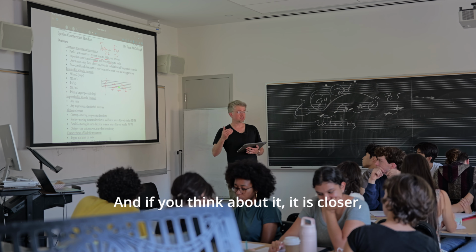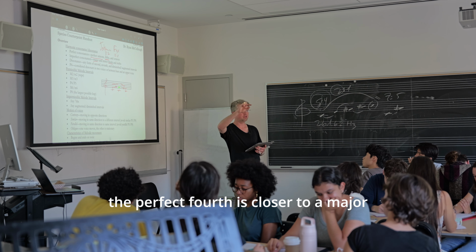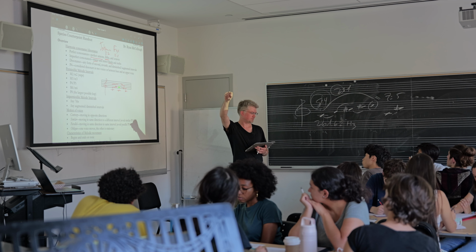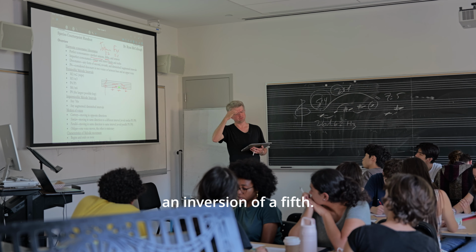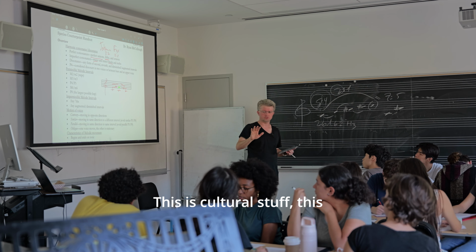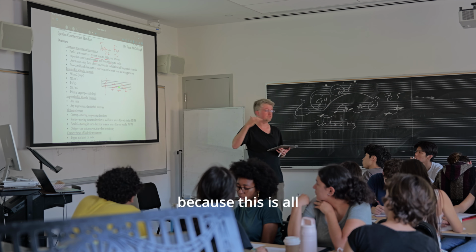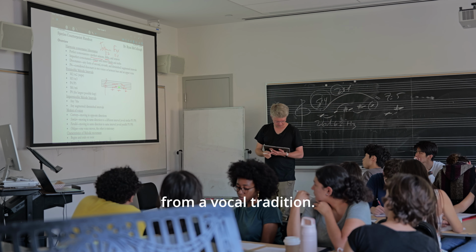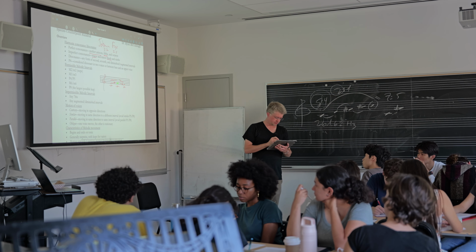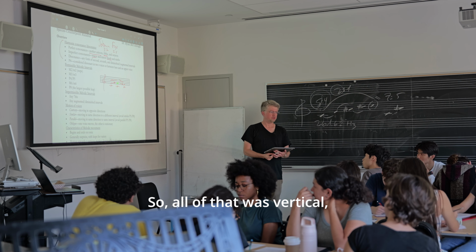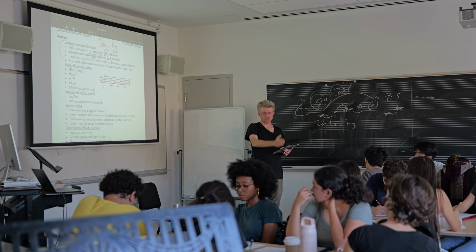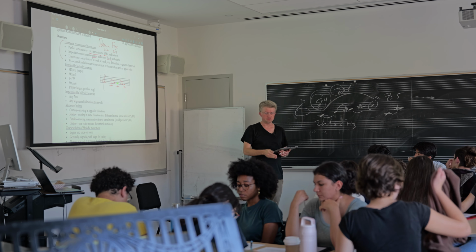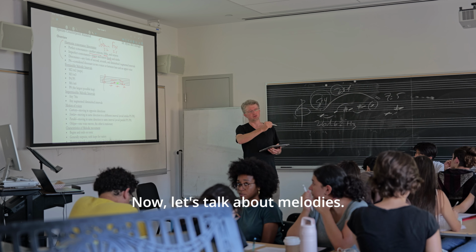If you think about it, the perfect fourth is closer to a major third than it is to a perfect fifth. But you'll be thinking, perfect fourth is an inversion of a fifth. This is cultural stuff. This is just how it's thought of, because this is all vocal music, essentially. These are techniques from a vocal tradition. Okay? So all of that was vertical, when we have intervals that sound together, simultaneities. Now let's talk about melodies.